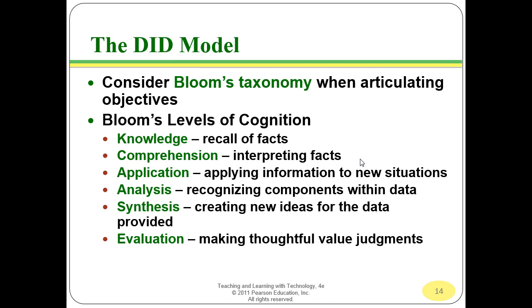Now, one of the things we ought to do for objectives is to consider Bloom's taxonomy when we write objectives. Bloom came up with a whole listing and level of cognitive ability. And here's what he came up with. Knowledge, being able to recall facts. Comprehension, being able to interpret facts.